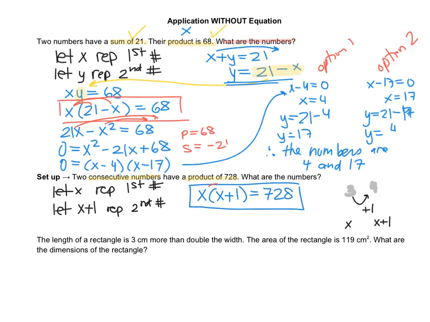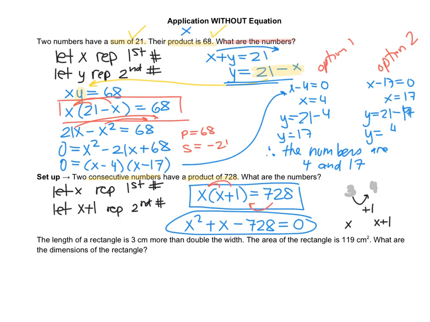So maybe let's prepare it. I'm going to bring the x in, and I'm going to bring the 728 over all at once. So x squared plus 1x minus 728, because we're bringing it over the equal sign. So this equation right here is ready to go. You would just factor and branch out like we did above. But we're just setting it up, so this is perfect.